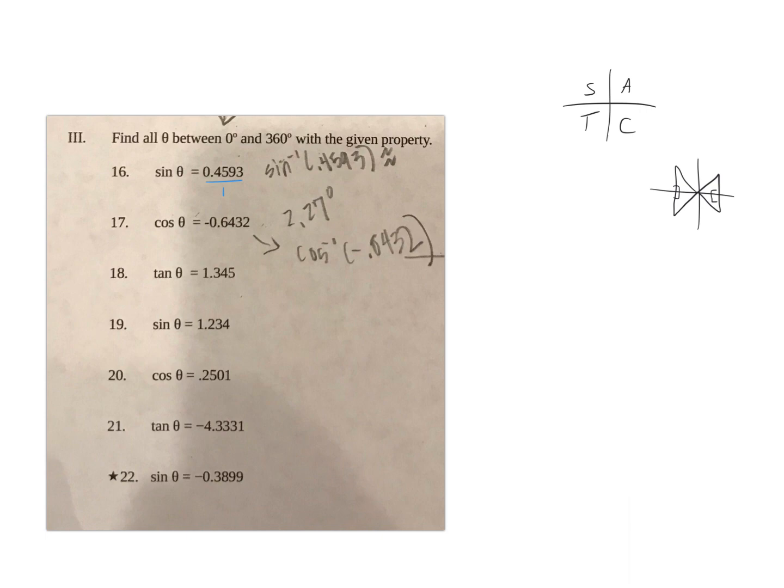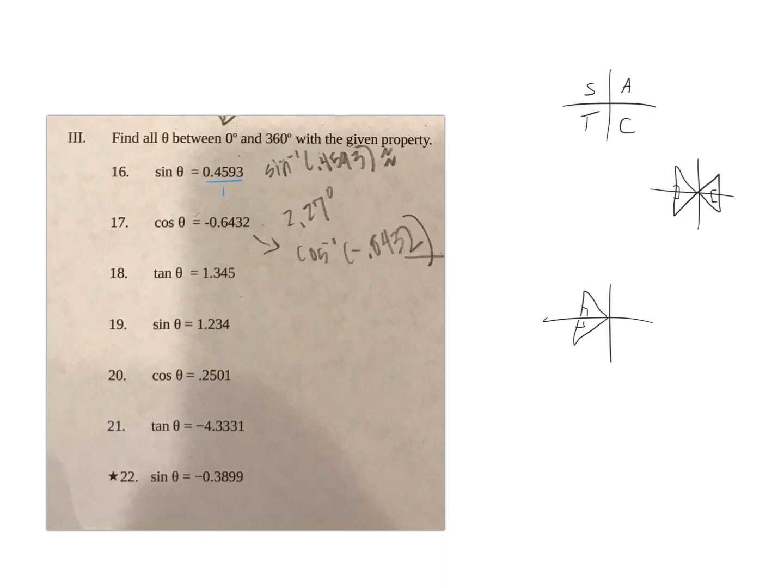Okay, moving on to the next one. The cosine is negative 0.6432. Well, we know cosine is negative here and here. It's positive here, and all trig functions are positive here. So cosine is negative here and here. So I'm going to say let's go ahead and just draw the sort of triangles that would be associated with that. And they're saying, okay, the cosine of theta is that.